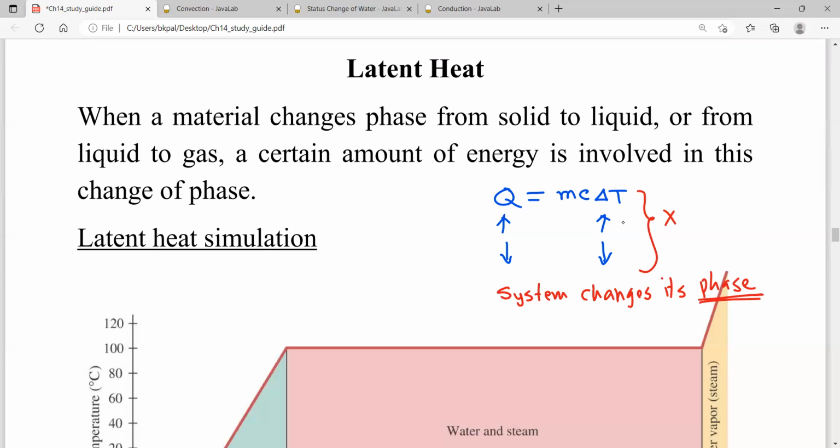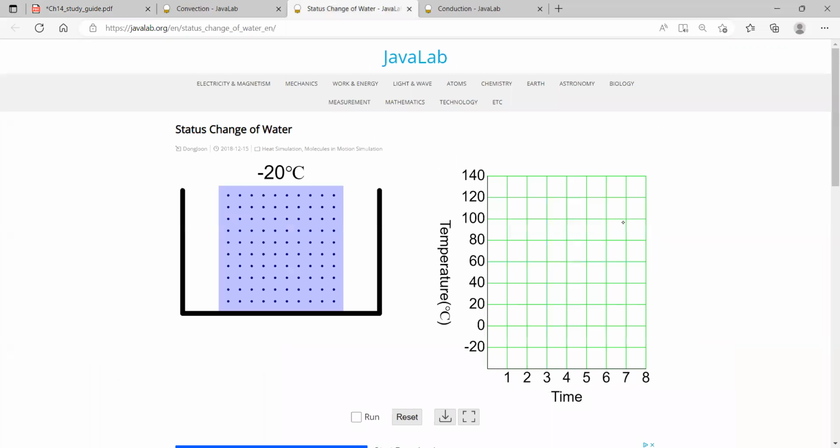Okay, so let's see the simulation. So here, let's say we have a block of ice at -20°C.